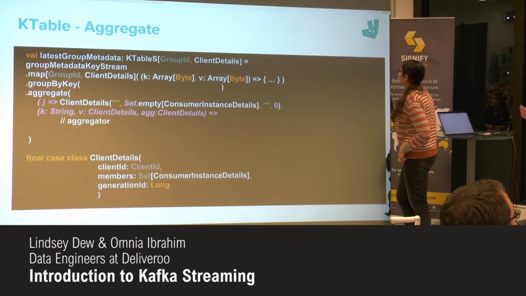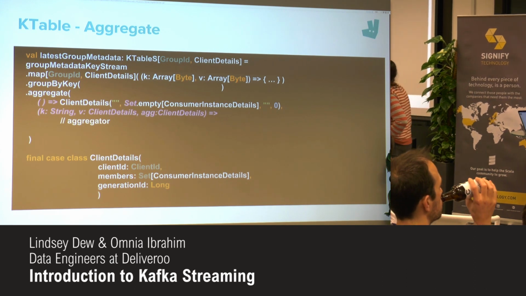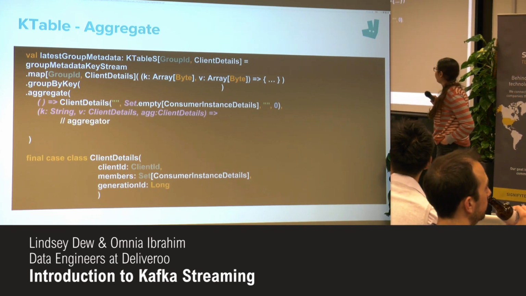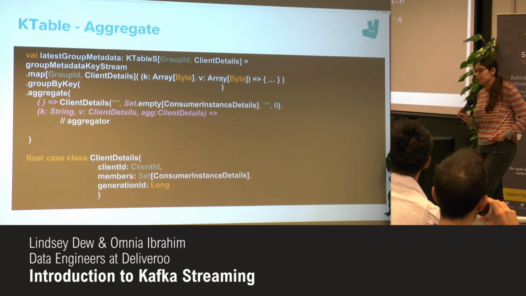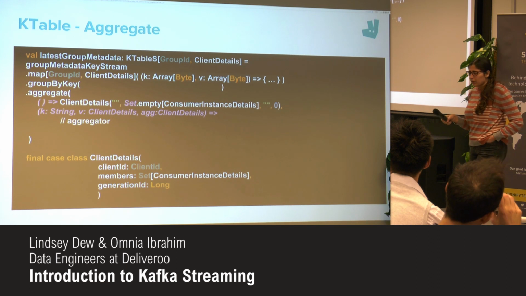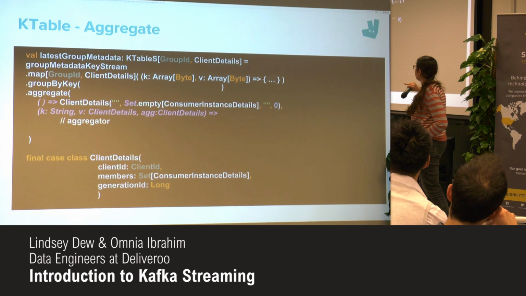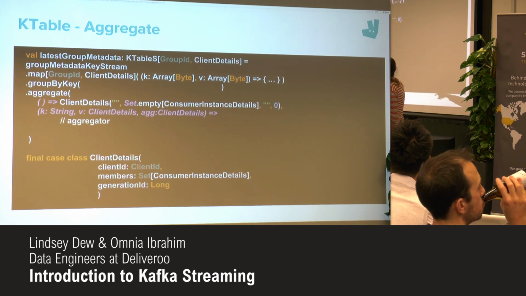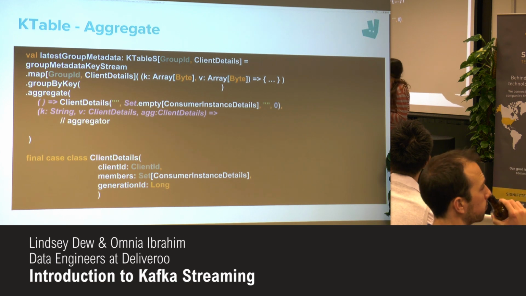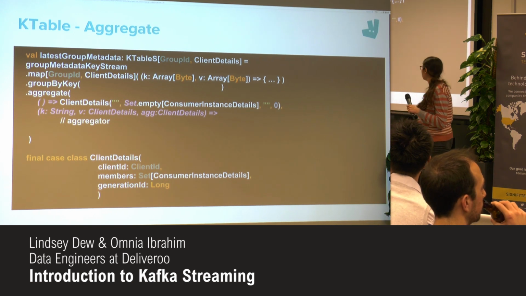So to achieve the aggregate, you grab your stream, which in our case is the group metadata KStream. First thing is we don't need to deal with binary data all of the time, so we need to map it first. We will map the binary data to be a group ID and client details. It just restructures the data to treat the client ID as a first-class citizen, not deeply hidden inside the consumer.